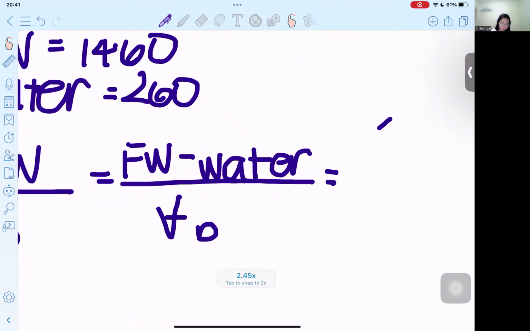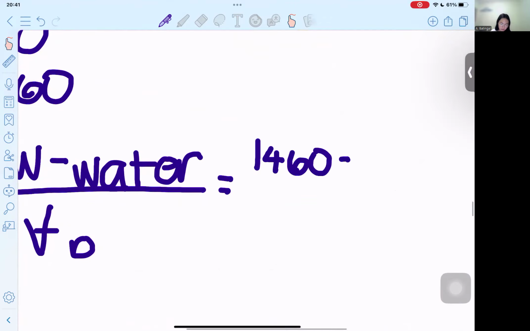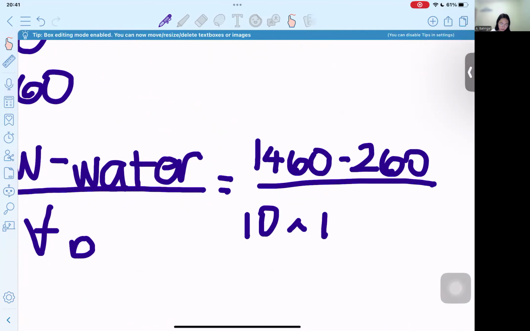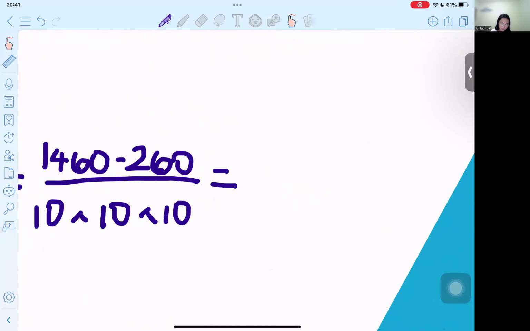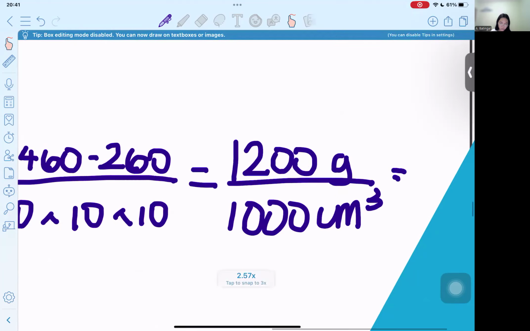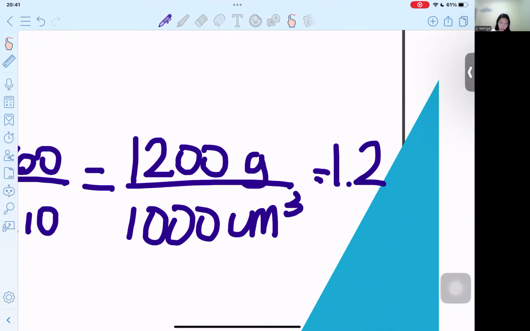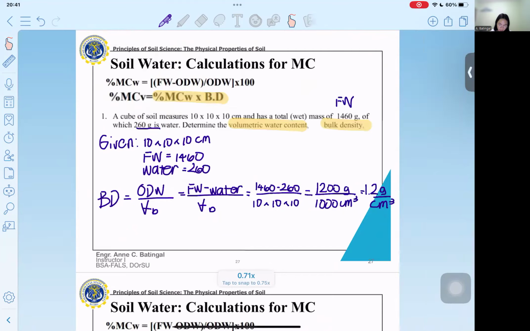So, fresh weight minus water is 1,460 minus 260, divided by 10 by 10 by 10. So 1,460 minus 260 is 1,200 grams. 10 times 10 times 10 is 1,000 cubic centimeters, which is equal to 1.2 grams per cubic centimeter. So, mao na ni ang bulk density. So, okay na ta sa bulk density.